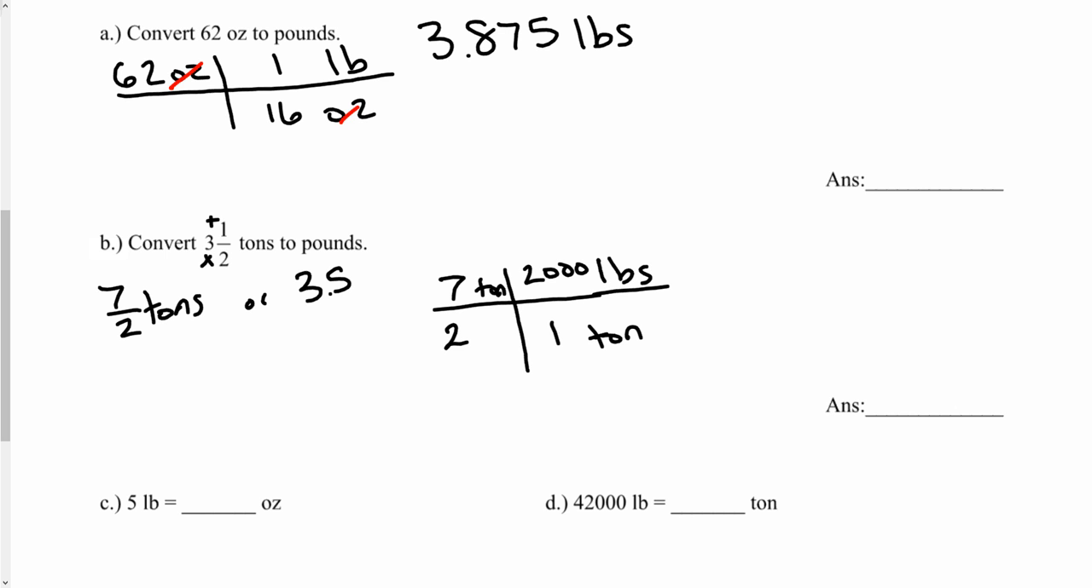So we go through and do some canceling. The tons cancel. And then we don't even need a calculator for this because, you know what? 2 cancels with this 2 really well and turns that into a 1. So this is 1,000. 7 times 1,000 pounds comes out to be 7,000 pounds. Of course, this one was 3.875 pounds.